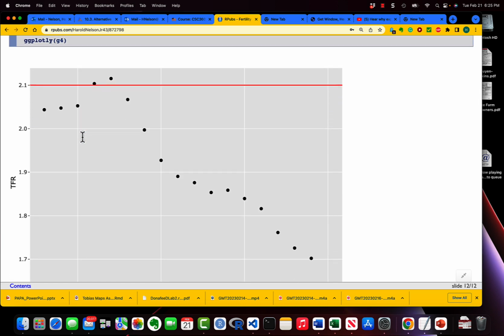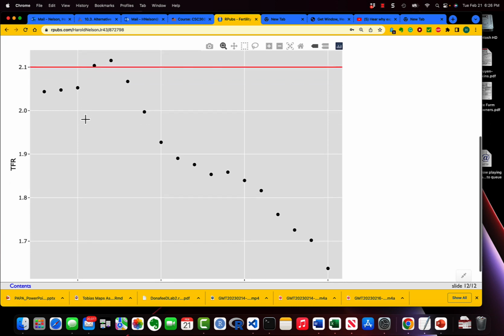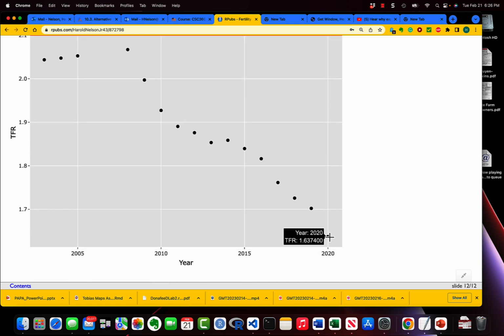And you can see that the United States as a whole was actually below the break even back in 2003, 2004, 2005. Only got above the break even in 2006 and 2007, and then since then has just been sliding downhill. And when we get to 2020, we have a total fertility rate of 1.64.